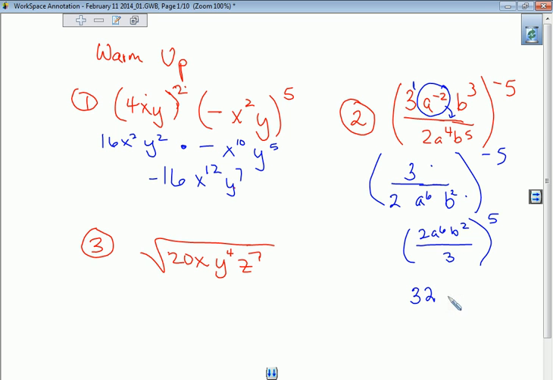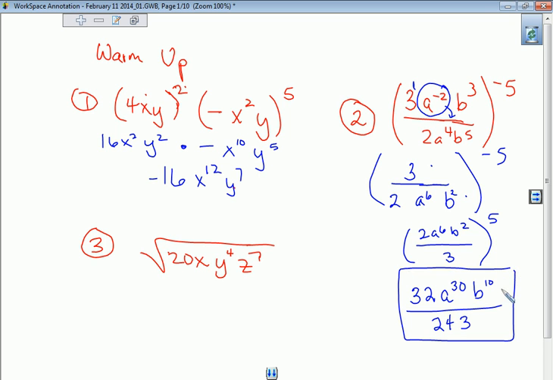And then power to a power, we're going to multiply, so we get a to the 30th and b to the 10th. And then 3 to the 5th would be 81 times 3, which is 243, right? Okay. So this expression would simplify to this. Any questions? Great. Okay. So all of this we did last year, and then this we did last semester.